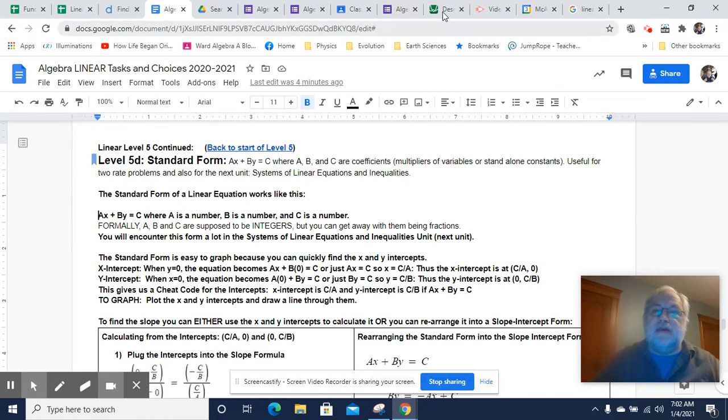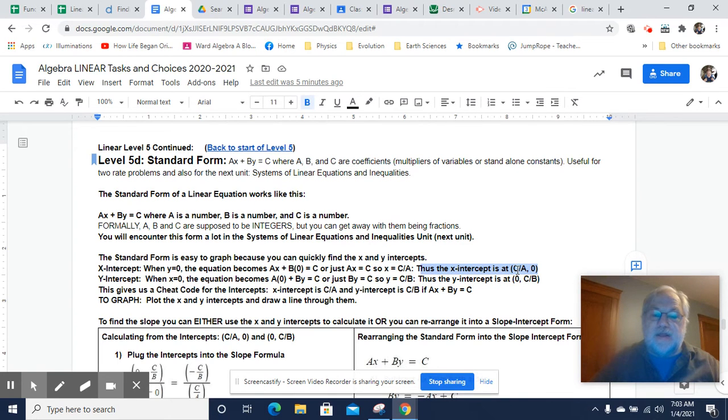All right, but let's talk about how it works. I think the easiest way to do that is to go into Desmos. You should read this stuff because it has the same kind of information that I'm going to talk about. The standard form is easy to graph because you can find the x and y intercepts. The x-intercept is where y is 0, so you don't need to pay any attention to the by term because y will be 0 and by will be nothing. So you just have ax equals c. So x will be c over a. So right here would be the x-intercept.